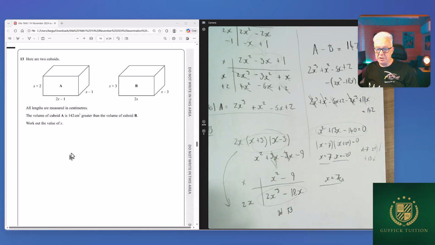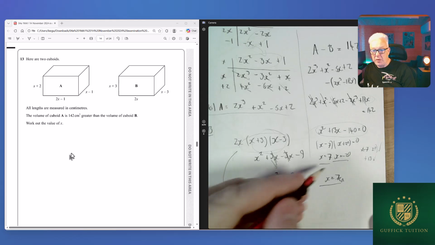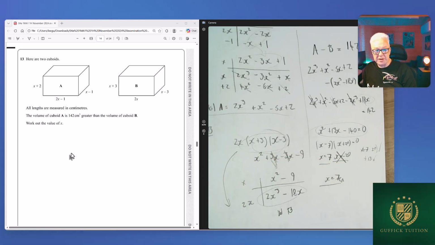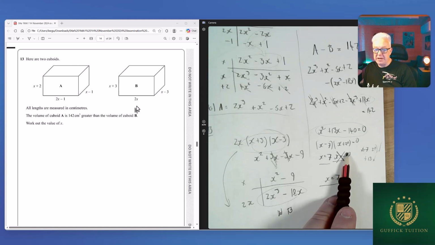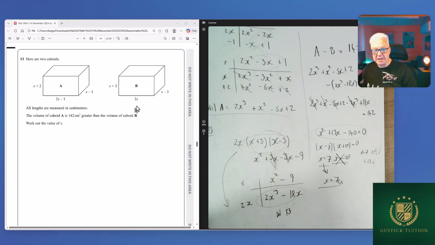So our two solutions are x equals 7 and x equals minus 20. Now, we have to get rid of this solution because you can see that one of the sides is just 2x. So you can't have the length of a side that is going to be minus 40. It makes no sense. So we need to get rid of that solution, and we're only going to go with the 7. So x is equal to 7 centimetres.